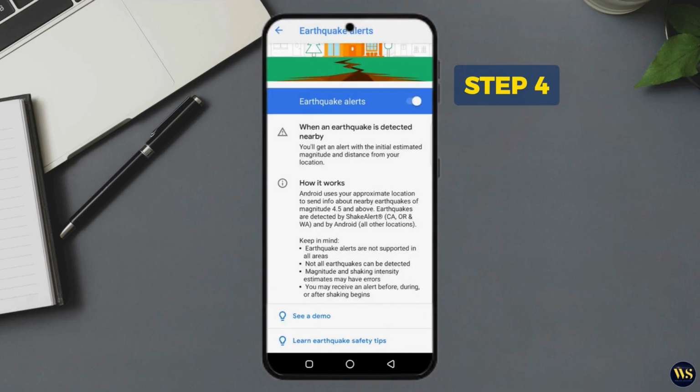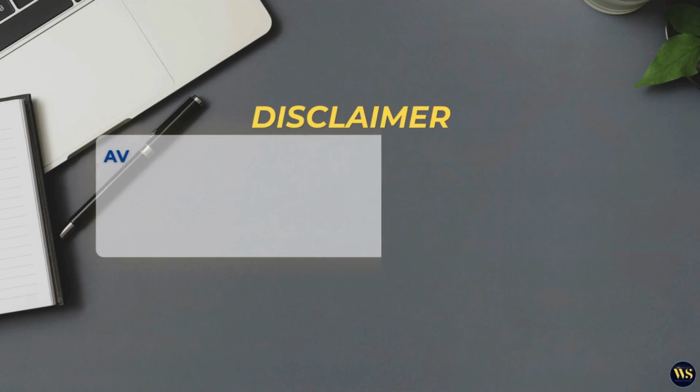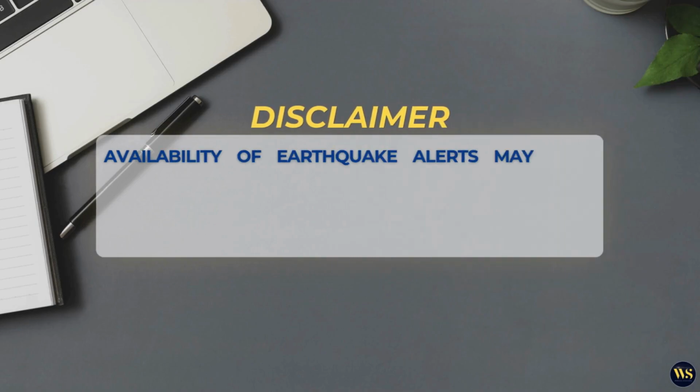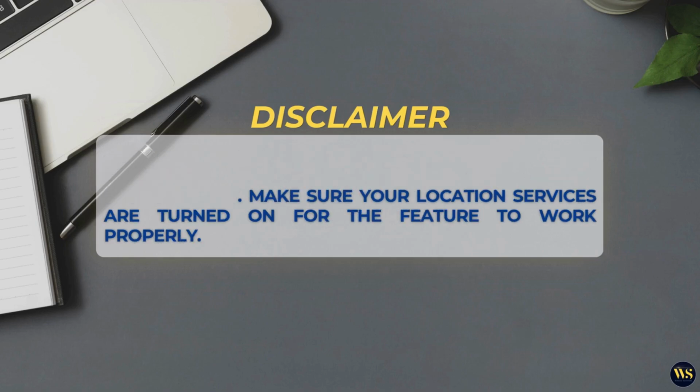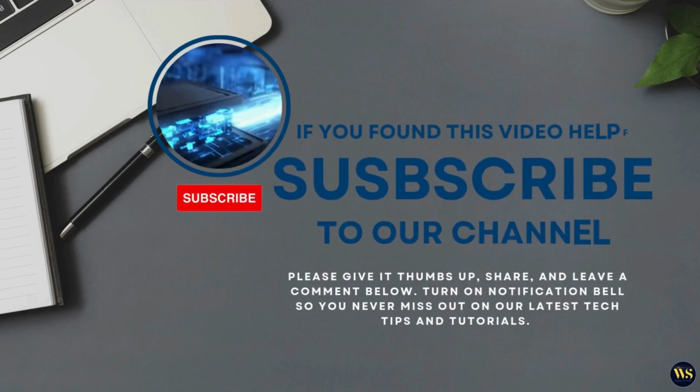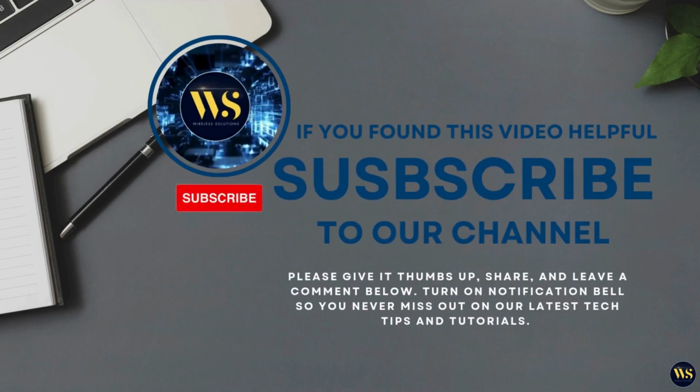And that's it. And hey, for disclaimer purpose, availability of earthquake alerts may vary depending on your region and device compatibility. Make sure your location services are turned on for the feature to work properly. And that's it. You have successfully turned on earthquake alerts on your Android phone.